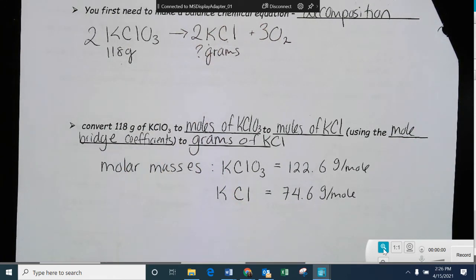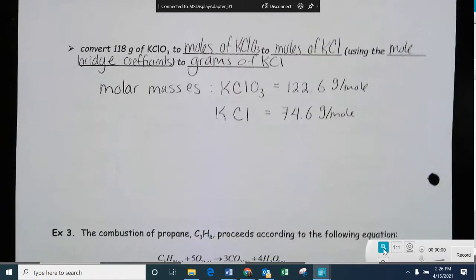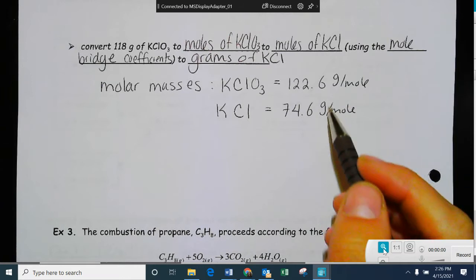So 1 molecule for every 1 molecule. And 1 molecule of each doesn't weigh the same amount. Does that make sense as an answer to that? Yeah, so we always have to go to moles. Really important. Okay, so those are our 2 molar masses.